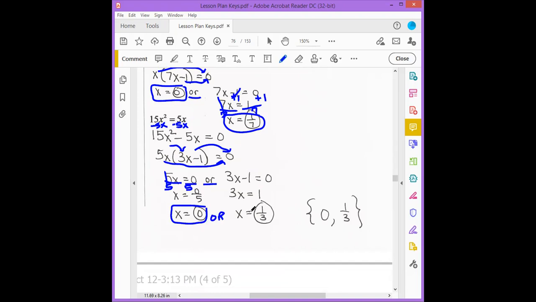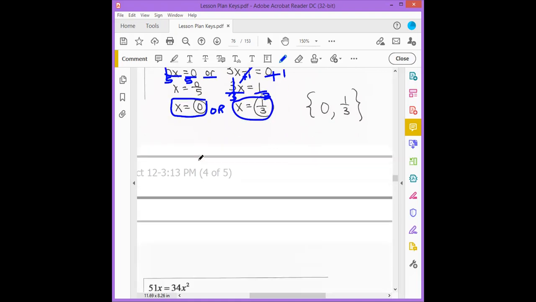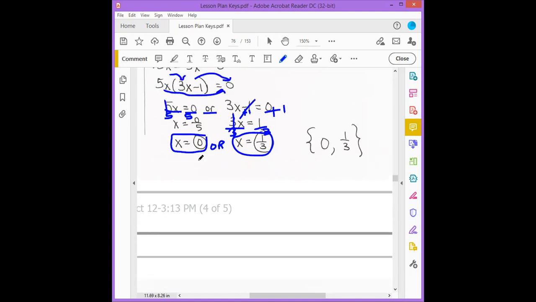And the equation on the right side, 3x minus 1 equals 0, we're going to add 1 to both sides of this equation. The ones will cancel on the left side, leaving 3x. And on the right side, 0 plus 1 gives us 1. Then we're going to divide both sides of the equation by 3. The 3's will cancel on the left side, leaving x, and that equals 1/3. So our two solutions, x equals 0 or x equals 1/3.